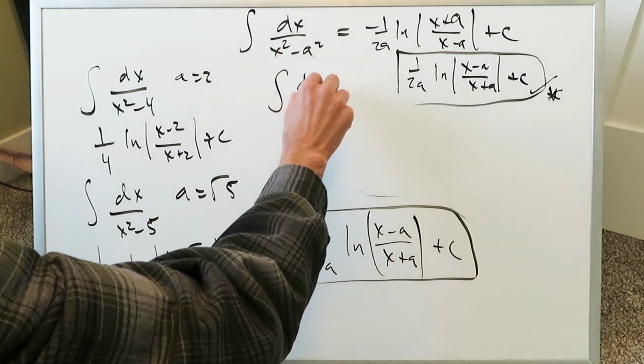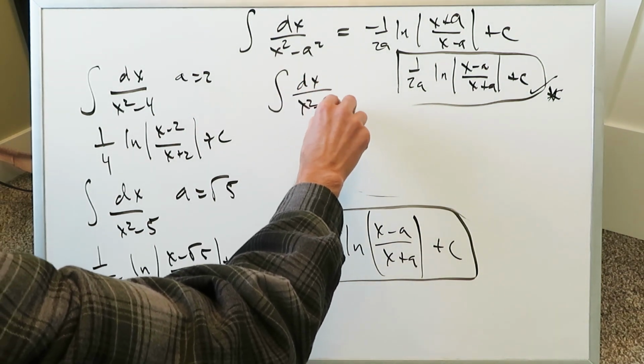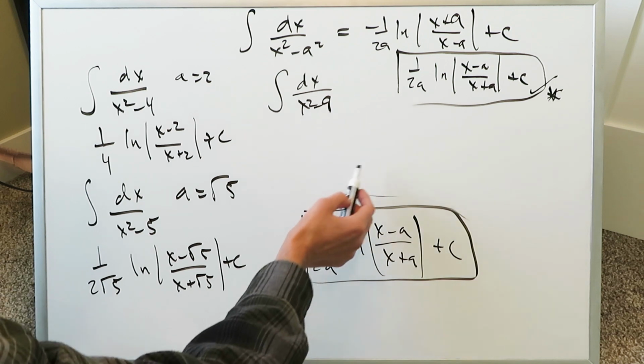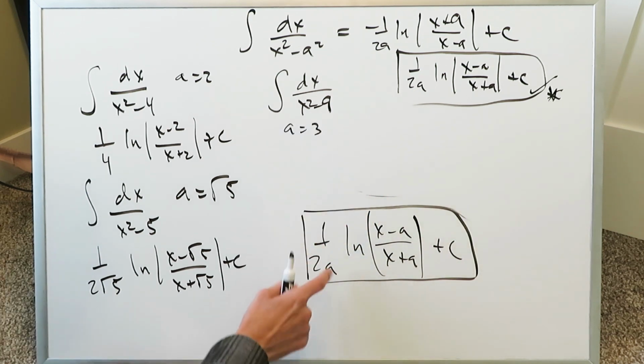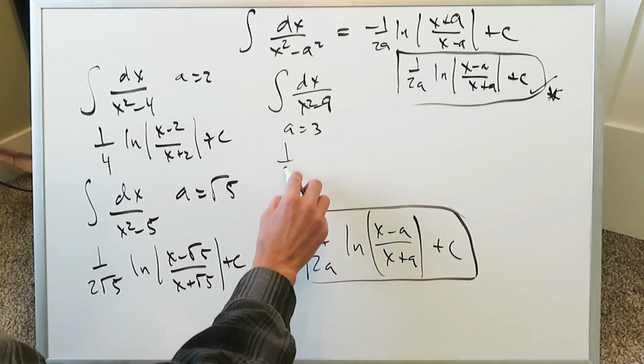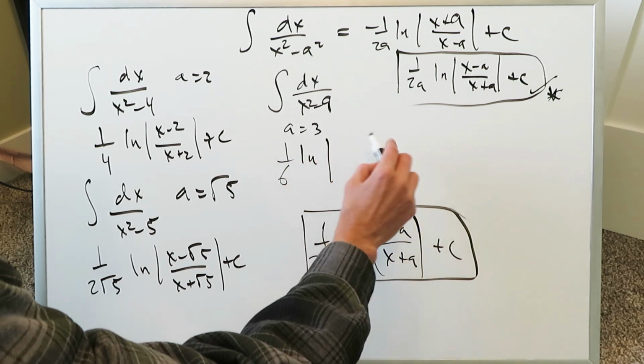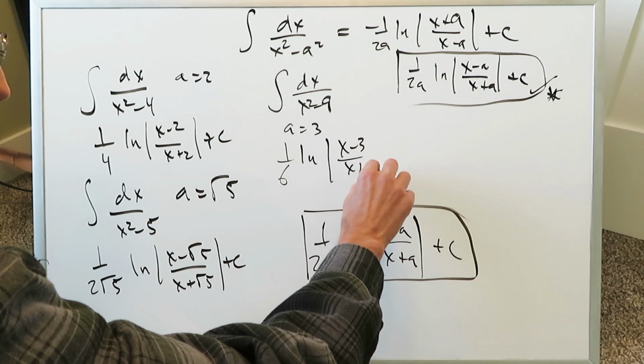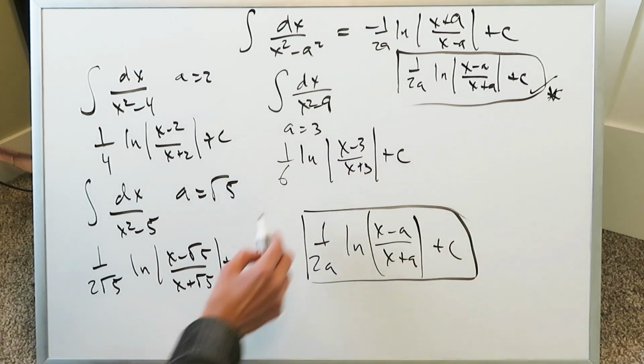Lastly, we can look at this. If dx over x squared minus 9 represents our integrand, here we know a is equal to 3. Bring it right here in place of a, just your 3. You'll have 1 over 2 times 3, which is a 6. You'll have a natural log. You'll have x minus 3 over x plus 3 plus c, and you are done.